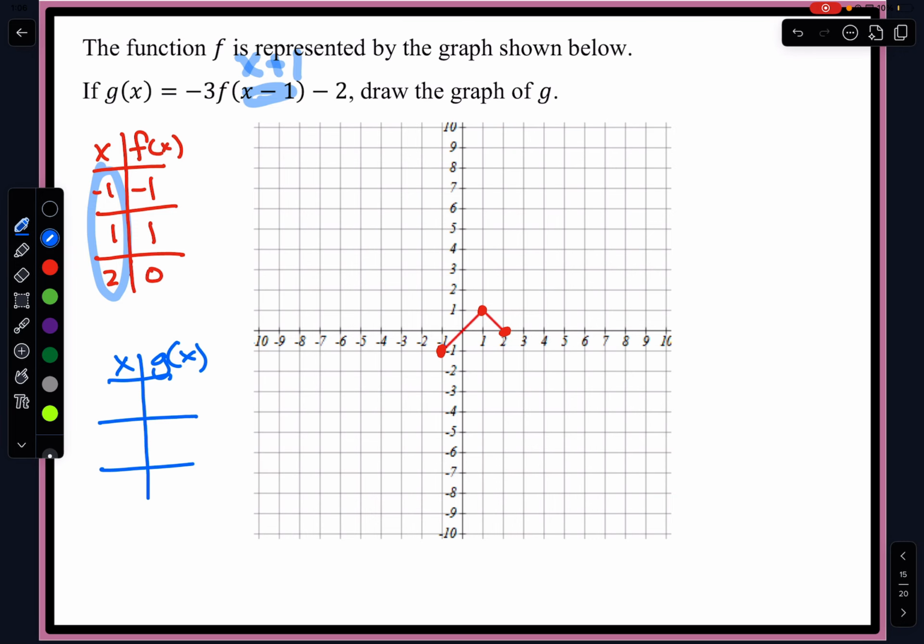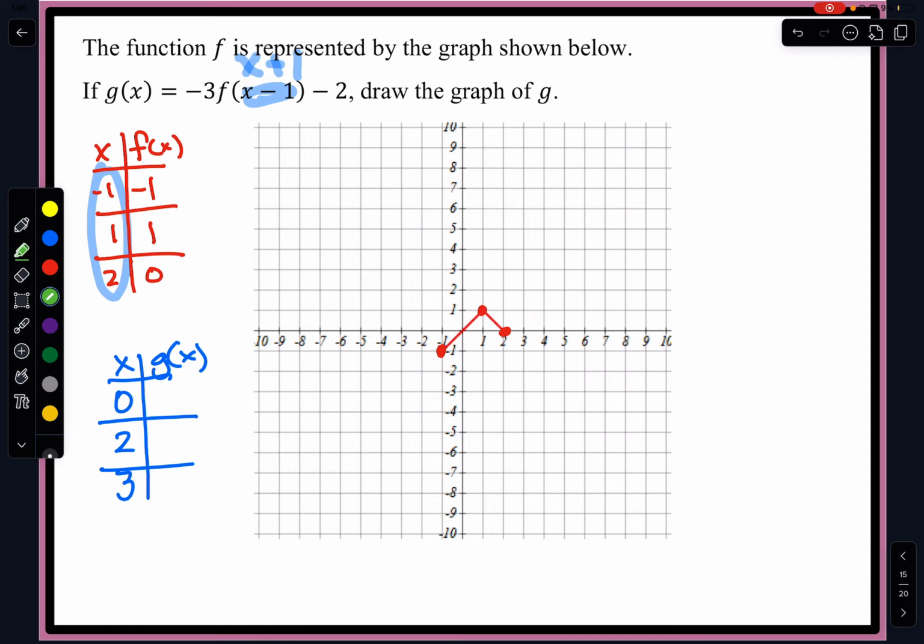So adding 1 to those three numbers, we get 0, 2, and 3. So we now know what the coordinates will be for g doing this horizontal shift, moving everything to the right 1 unit. Now let's focus on the y values. What are we going to do to the y's?